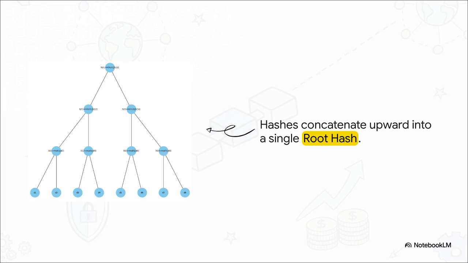Because of this brilliant structure, if even one tiny piece of data down at a bottom leaf is tampered with, that change cascades all the way up the branches and completely alters that final root hash. It's an incredibly efficient way for lightweight nodes to prove data integrity without having to download the entire gigabyte-heavy blockchain.